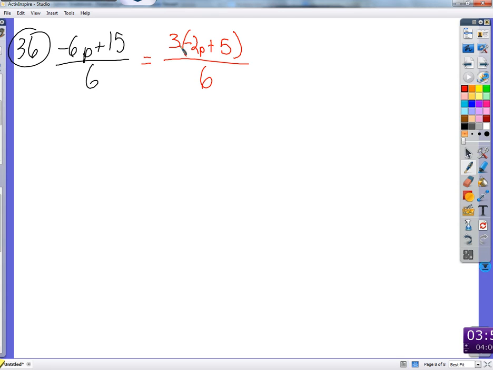It is one thing. It's grouped together by parentheses. 3 times one more thing gives you, well, the numerator, right? So 3 is a factor of whatever the numerator turns out to be. And 3 is a factor of 6, so 3 cancels with the 6. You get negative 2p plus 5 over 2.